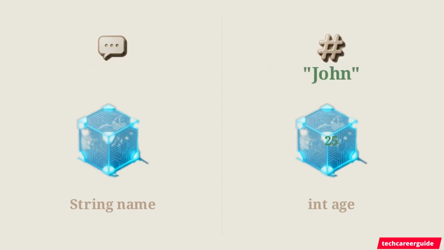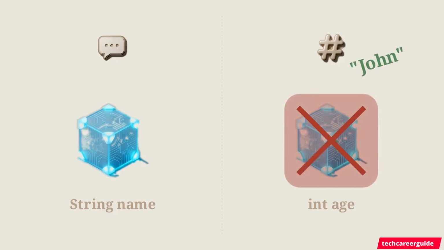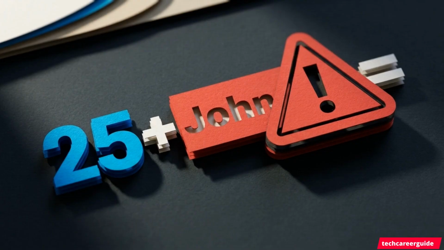If you shove text into a number container, the system rejects it immediately. This sorting process prevents your computer from accidentally trying to do math with a word. It ensures your data behaves exactly as you expect.